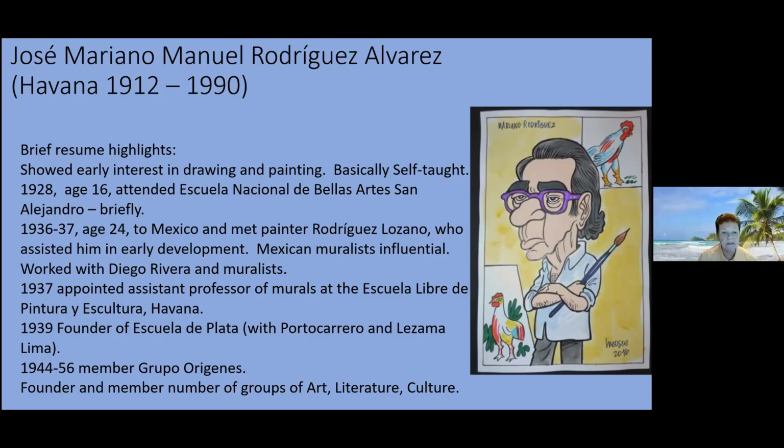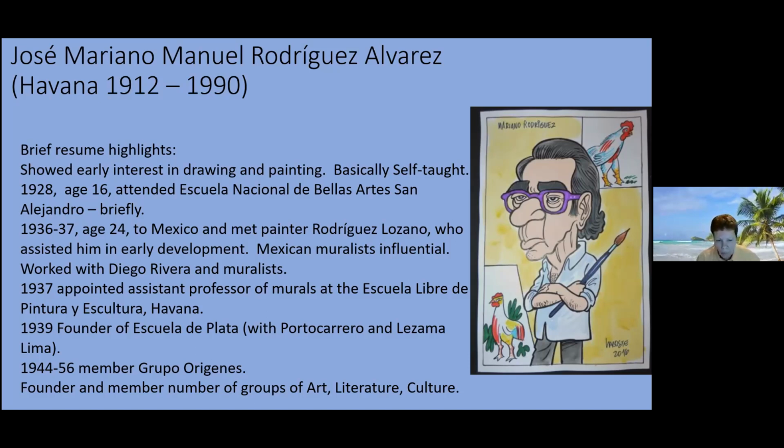In 1937, he was appointed assistant professor of murals at the Escuela Libre de Pintura y Escultura in Havana. In 1939, he was the founder of the Escuela de Plata with Porto Carrera and Lezama Lima. In 1944, he became a member of the Grupo Orígenes, a founder and member of a number of groups of art, literature, and culture. And I'm putting all this sort of text-heavy material on the screen. There's much more to talk about with him. He was the cultural attaché of the Cuban embassy in India, and a founding member of very important organizations.